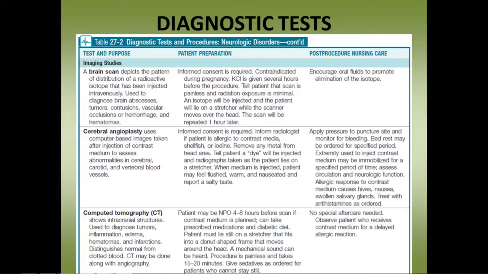What else? Medications may be used for your patients. Patient must lie still on a stretcher that fits into a donut-shaped frame that moves around the head. A mechanical sound may be heard, and the procedure is painless and takes 15 to 20 minutes. Give sedatives as ordered for patients who cannot stay still.